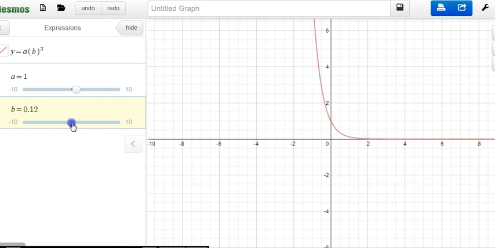And if we go negative, you see what happens when there's a negative value for b, there's no graph. So it's not defined when b is negative, right? And that's all what we put in the definition, right? Y equals a times b to the x.